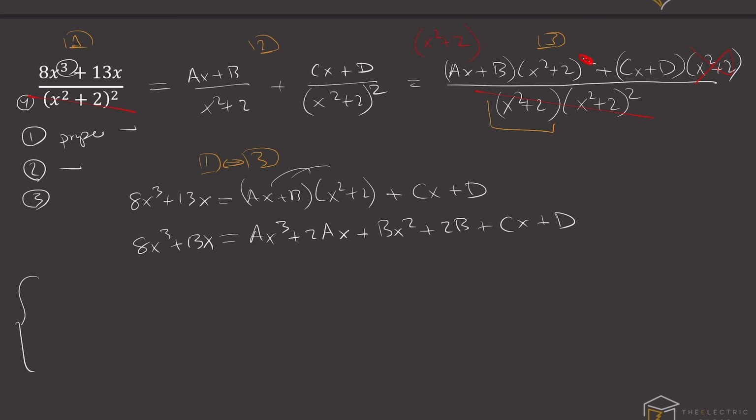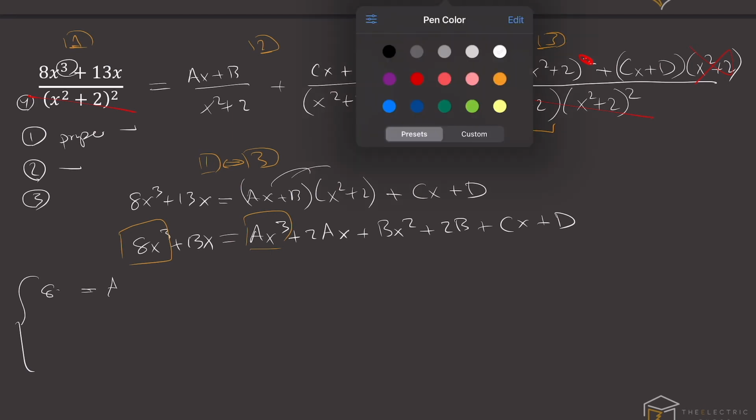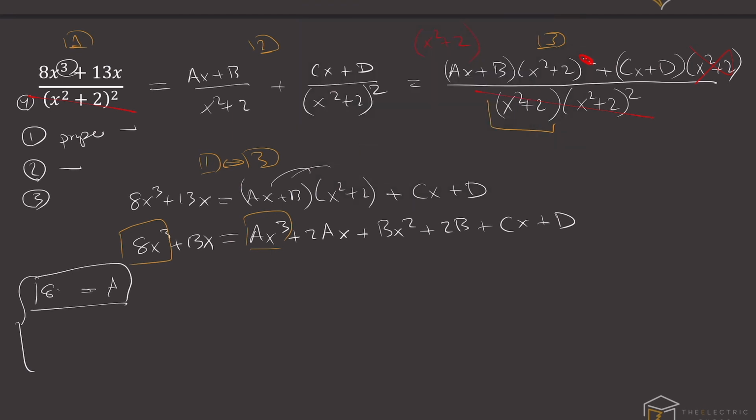I'm going to treat each group of exponents individually. So what I mean by that is I'm going to start with x cubed first. So when I do that, I have 8x cubed equals ax cubed, just the cubes. And naturally, the cubes cancel, so I don't really need to write them. So I'm just going to write 8 is equal to a. And as you can see, we already have the result for what a is.